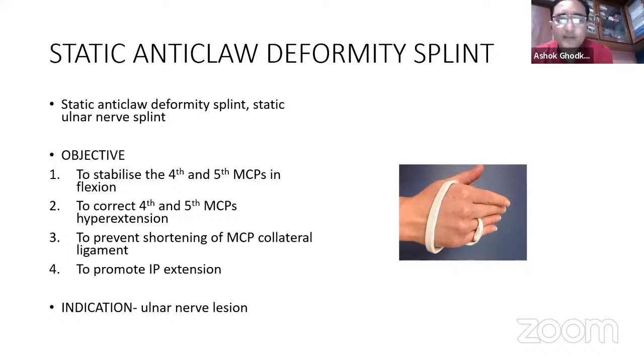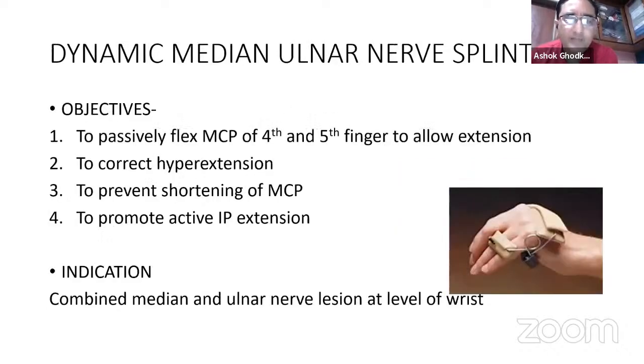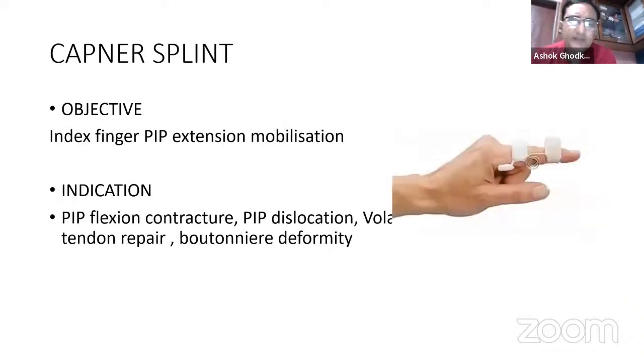Now here, this is used for ulnar nerve injury, which leads to clawing of the ulnar fingers. This type of splint prevents that clawing, and it stabilizes the fourth and fifth metacarpophalangeals in flexion, and it corrects fourth and fifth metacarpophalangeal hyperextension. So it does exactly the opposite of clawing with this type of splint. Now, if we have a median and ulnar nerve injury, this kind of splint helps and will take care. So it gives a complete claw hand. This is a very useful splint.